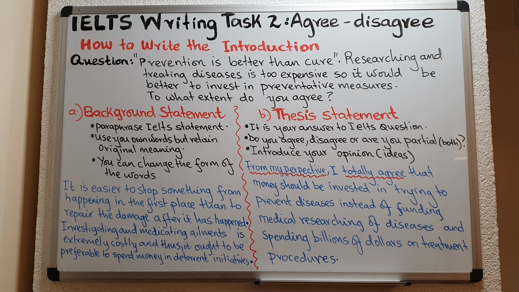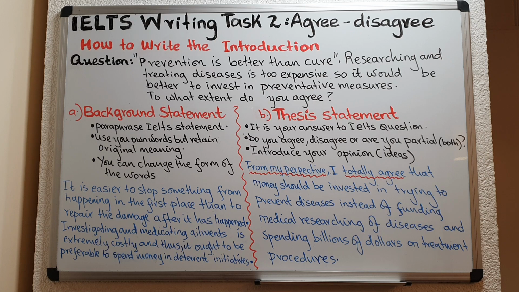You always begin your thesis statement for this question, to what extent do you agree? You begin that by making your opinion clear. So you can begin with, from my perspective, I'm aiming for a band 9, that's why I have used perspective. You can also use in my opinion, or you can use in my view, or you can use I am of the opinion that.